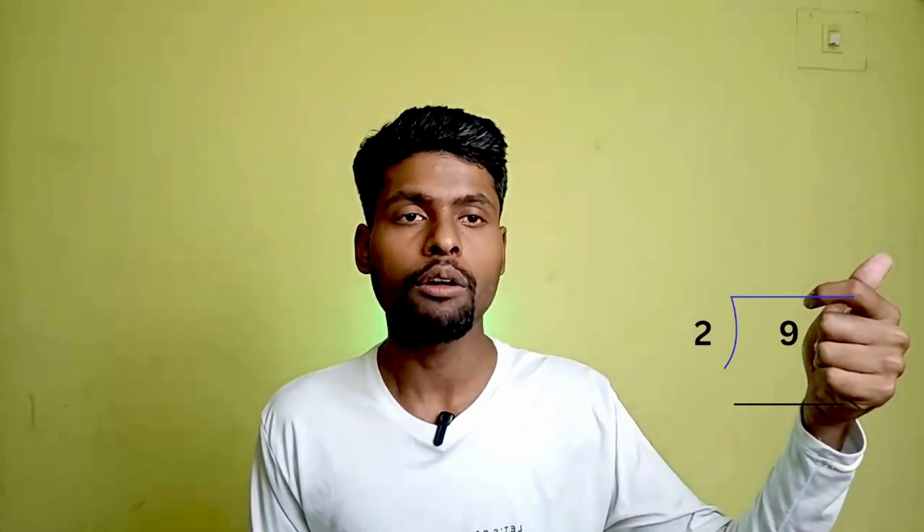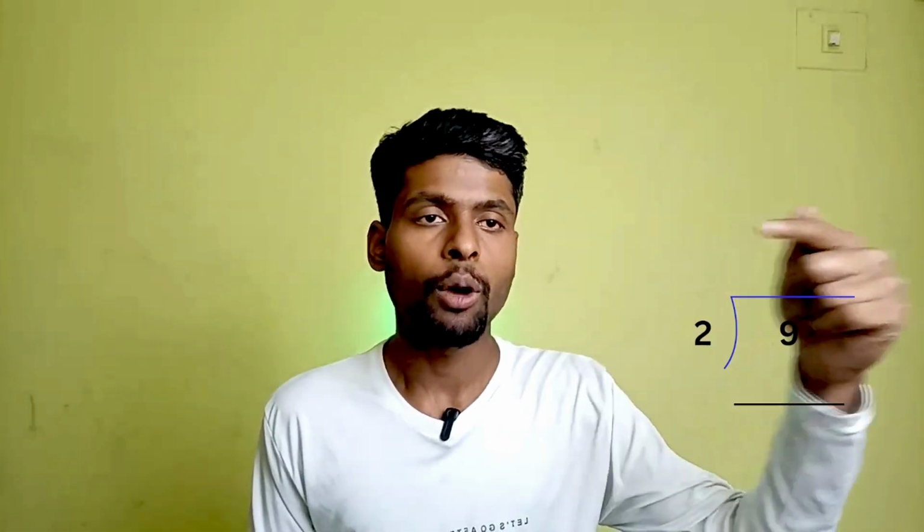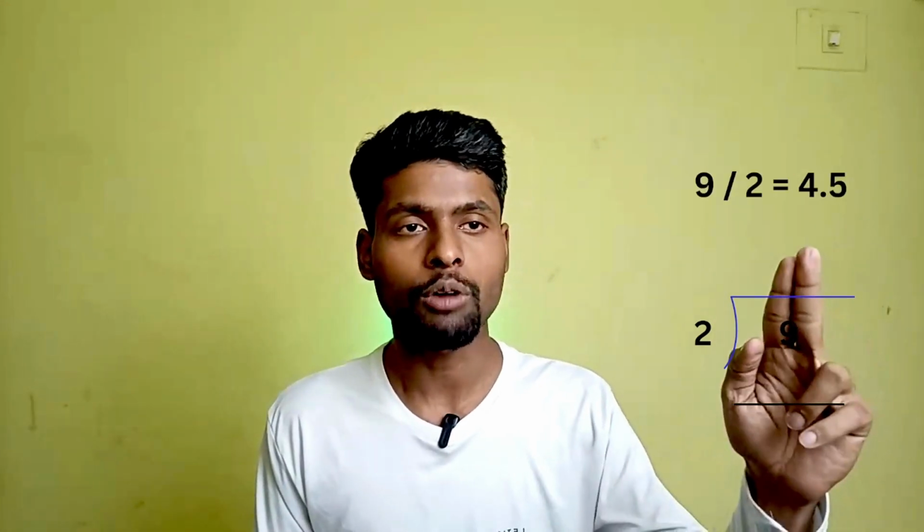I'll have one more scenario. Now I need to find the remainder value for this 9 value. How to calculate? Our first step is we need to divide by 2. If I divide the 9 value by 2, I will get a result of 4.5. But while giving a coefficient, we need to give the rounded value, the whole number value. So what I'm going to do is give the coefficient as 4.